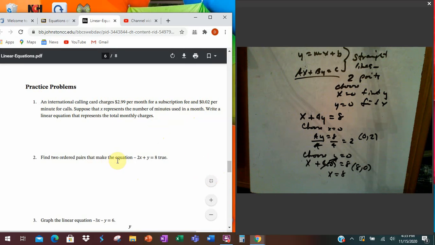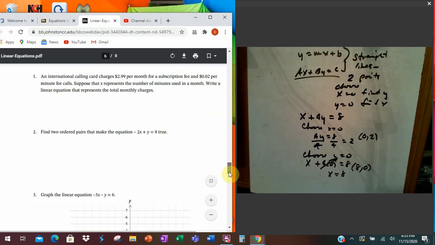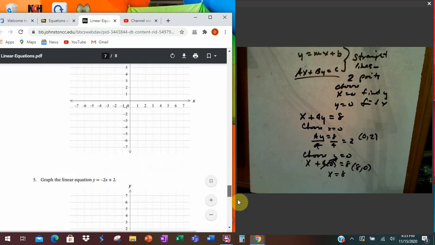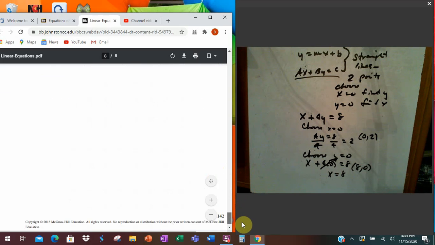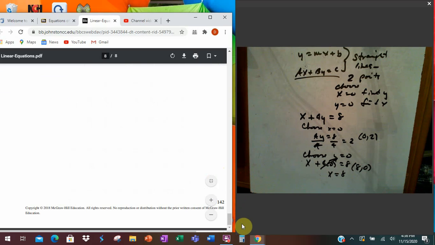Find 2 ordered pairs that make the equation true. If you choose x equal to 0, that would be one, and then choose another one for y and solve. Hopefully you can remember some of your basic algebra. If not, you may want to go to Khan Academy and review some basic algebra. Go through these, and that's your basic linear functions.